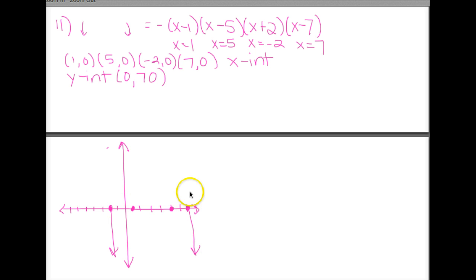So now I need points in between. One of them is going to be my y-intercept. So again, you can choose what to count by. I'm going to go ahead and count by 20s. So 20, 40, 60, 80, 100. So 0, 70 then would be right here. So this can count as the point between these zeros.